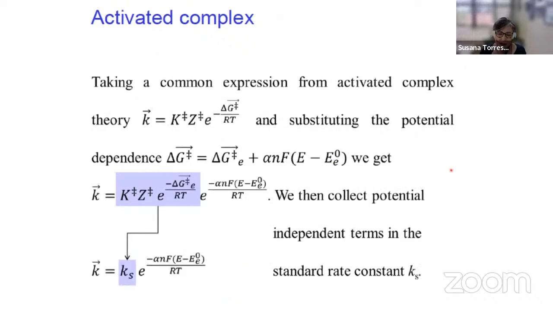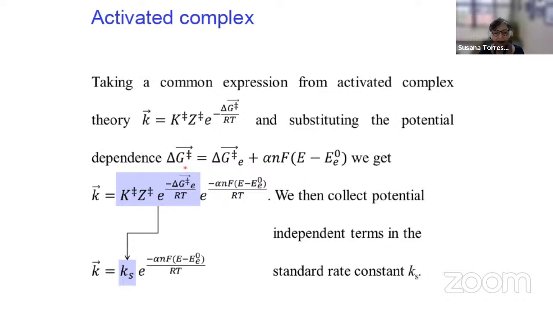But we are going to speak more about the activated complex in electrochemical kinetics. So taking a common expression from the activated complex theory, we have this. The rate constant will depend on different factors, and we have here an exponential factor where we have the change in the free energy of transition. And we substitute this value by the potential dependence, which we know is important in this case.